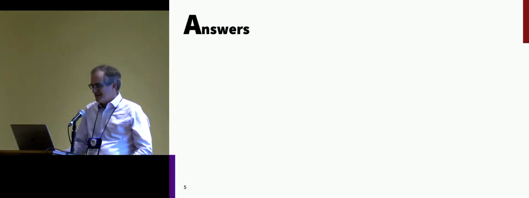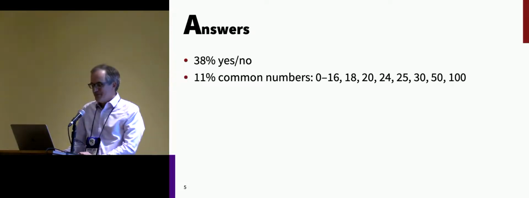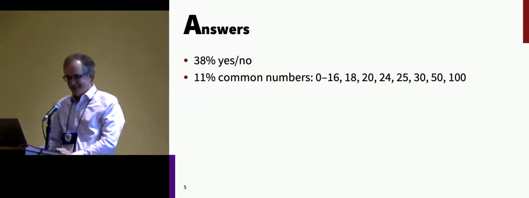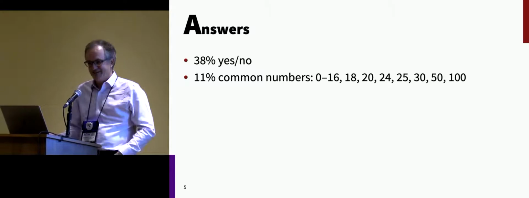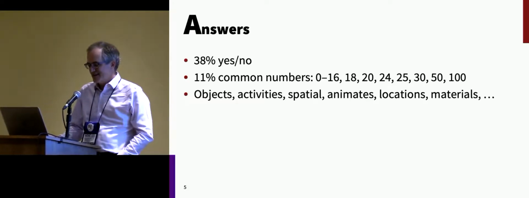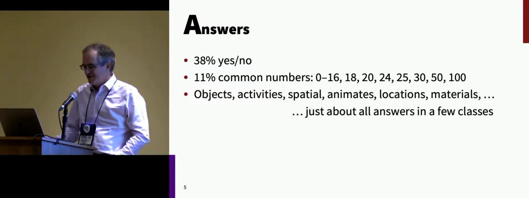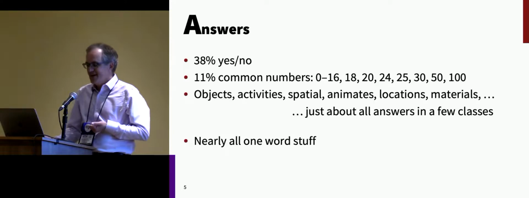So let's start with the answers. I think most of you know the situation with answers pretty well for the VQA version 2 data set. About 38% of them are yes/no. Then there are the common numbers. This shows the patterning of our evolved human cognition. The common answers have factors of 4 and 6 in them, 5 and 6 in them once you get past the small numbers, for reasons of time and other things, 11%. And then there are answers that are a small set of semantic types: objects, activities, spatial, left, right, animates, locations, materials. Just about everything falls in a few classes. And so basically the answers are nearly all one-word stuff.